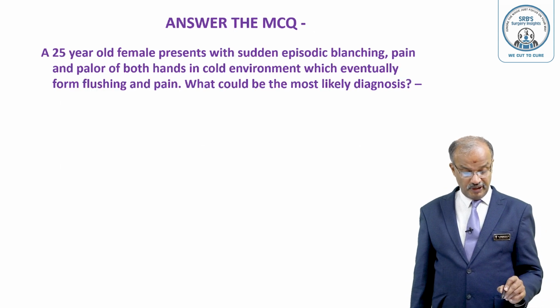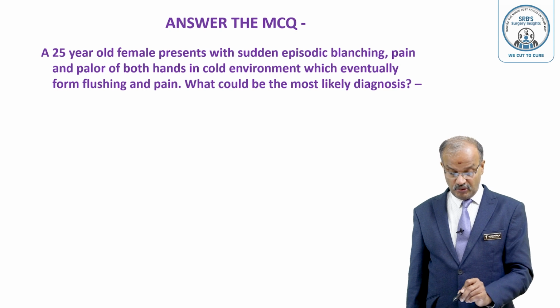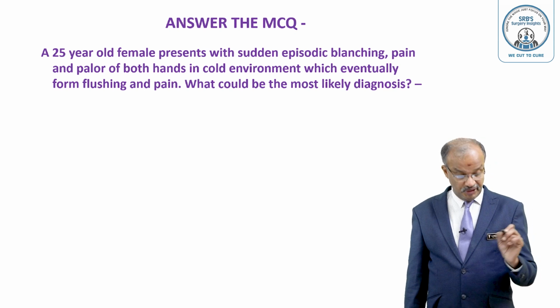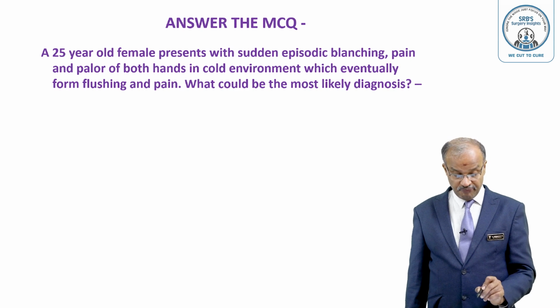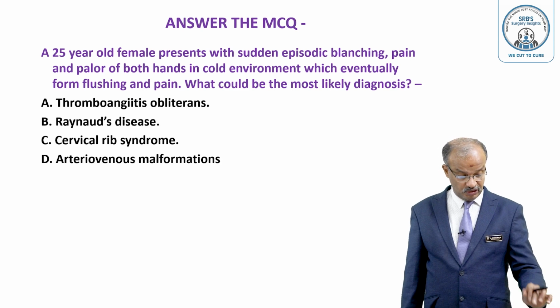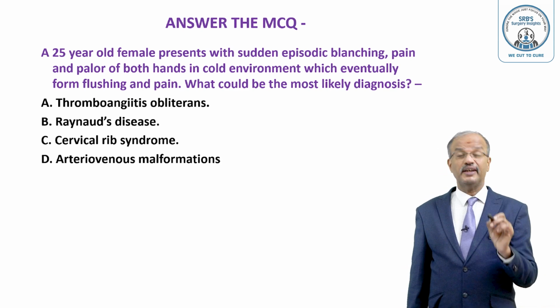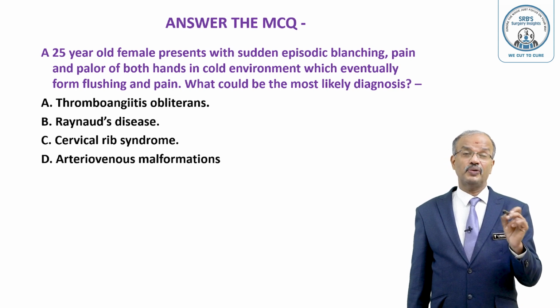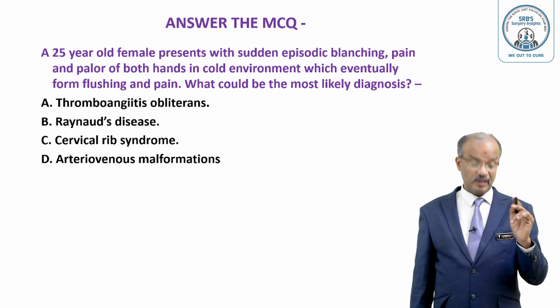And a 25-year-old female presents with sudden episodic blanching, pain and pallor of both hands in a cold environment, which eventually turns to flushing and pain. What could be the most likely diagnosis? A, B, C, D. Find out the right answer. Put the right answer. I will appreciate your answer and get back to you. And I'll also give the answer later.